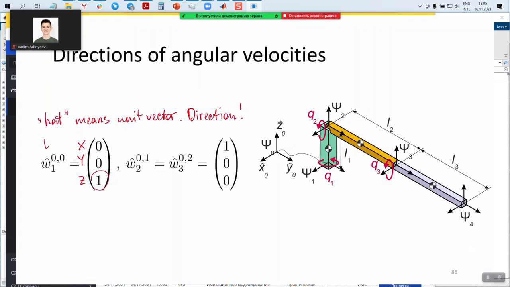So if you have, for example, rotation around y, you will have something like 0, 1, 0. Is it clear? So we just take a look at the picture. We look at the axis and we put a 1 if it rotates around the axis, and we put 0 if it does not rotate. Alright? In the case of a prismatic joint, the angular velocity equals just zeros, since there is no rotation, right? Is it clear?